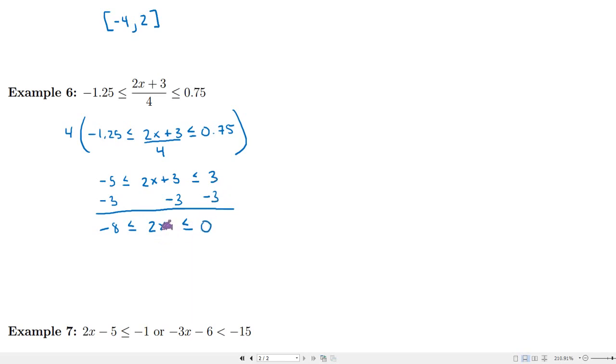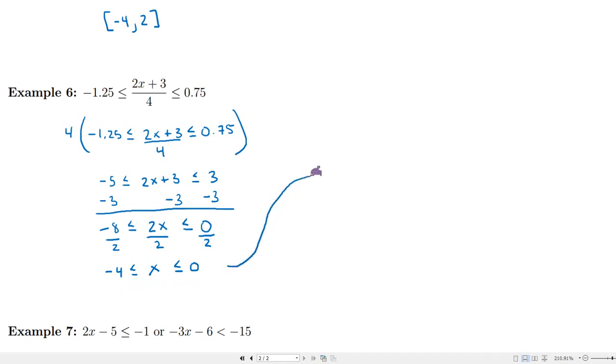So we're getting closer, we want to isolate this x. We're going to have to divide by 2. So thankfully, we're dividing by a positive, so we're not going to have to alter any of these inequalities, right? If that happened to be a -2, we would have to swap these inequalities, but we're not doing that. So we have -4 less than or equal to x less than or equal to 0. And it looks like that's the solution, but we want to represent that in interval notation.